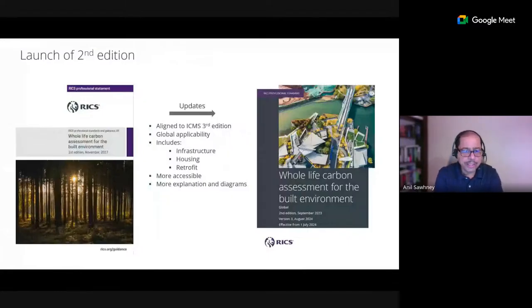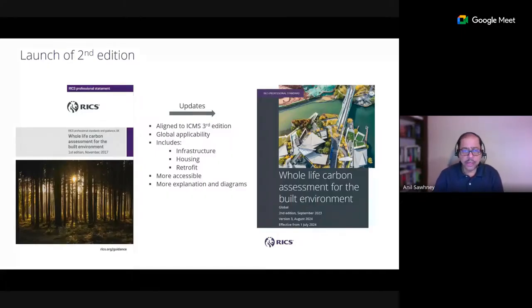So as I mentioned, in 2017, we released the first edition of the standard. At that time, it was applicable only in the UK. It was regulated and used in the UK. But nevertheless, folks globally have been using our standard for a long time. Then about 3 years ago, a decision was made to release the second edition. You will notice the second edition has gone global. So this is a globally applicable standard from the first edition, which was UK based, to now a globally applicable standard.